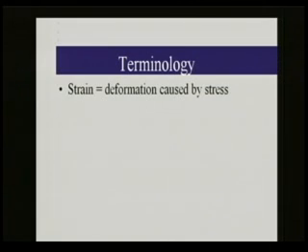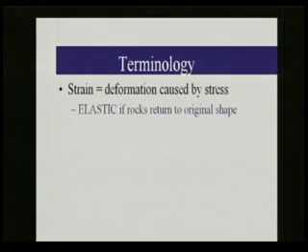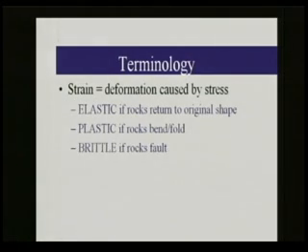Strain is the deformation that is caused by stress. And as you saw in the earlier diagrams, it can be different types of deformation. If rocks return to the original shape once the stress is removed, we call that elastic deformation. If the rocks bend or fold, we have plastic deformation. Plastic meaning bending, plastic flow. Again, we're not talking about plastic such as the milk cartons are made of now. And if rocks fault or break, we have brittle deformation.